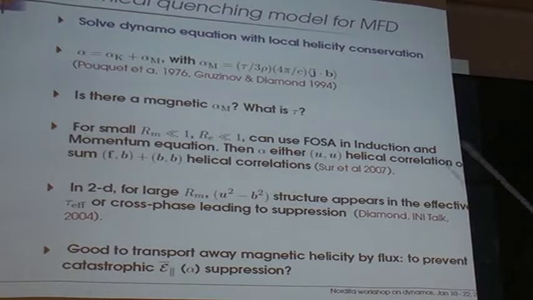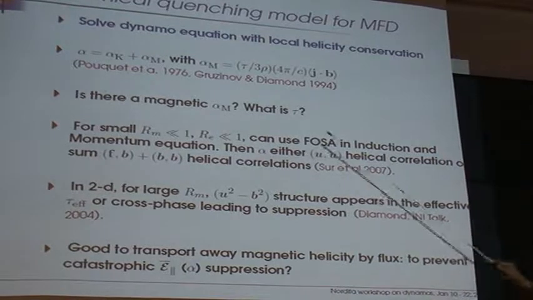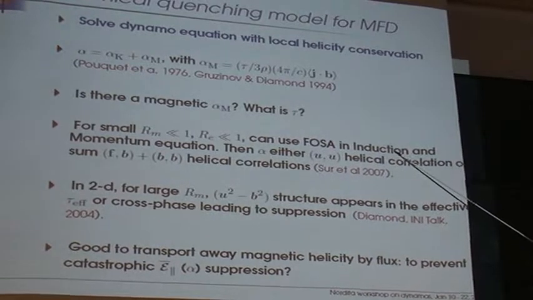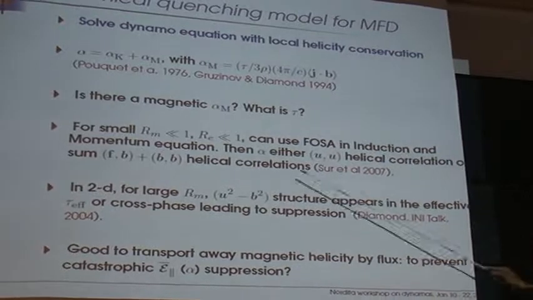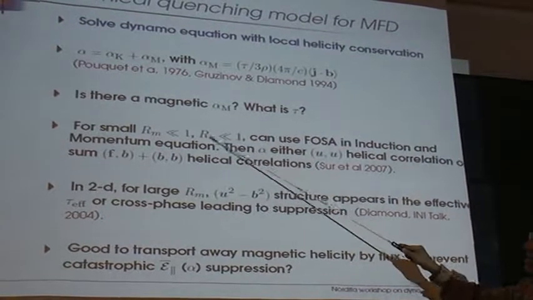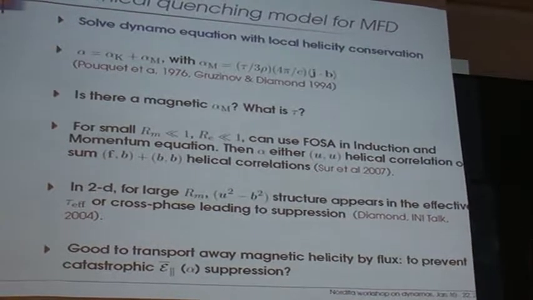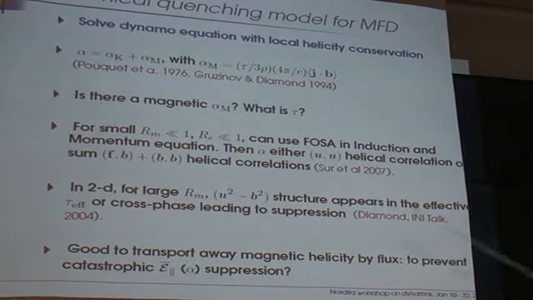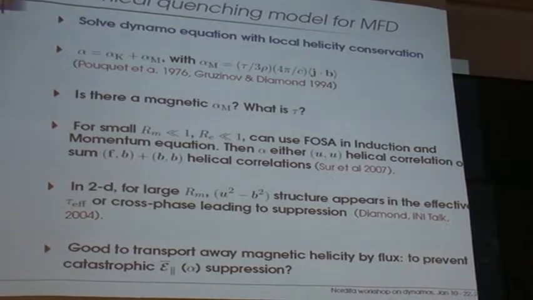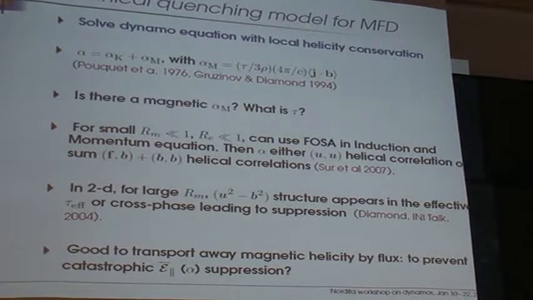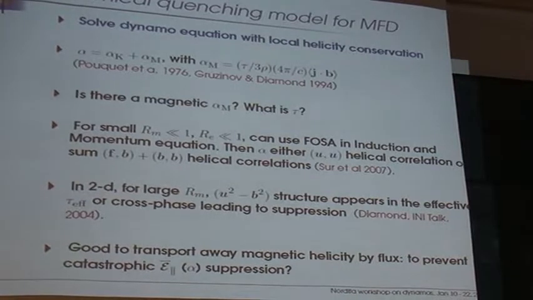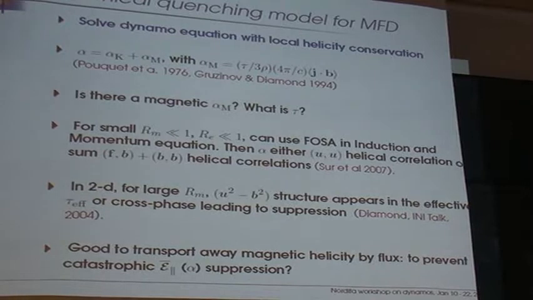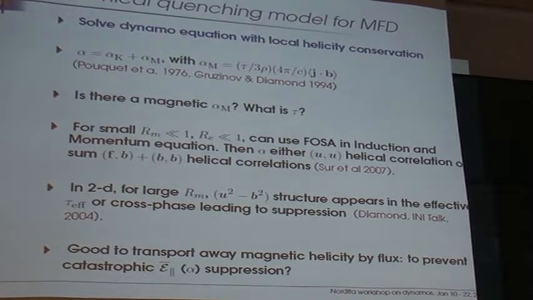If you have such a system, then you can use first order smoothing in the induction equation. You can also use first order smoothing in the momentum equation because the Reynolds numbers are small. All the Reynolds numbers are small. Then you can write your alpha effect. Now you can also calculate everything because you have very simple linear equations. You can calculate U, you can calculate B. You can calculate alpha directly as U cross B average in this system.